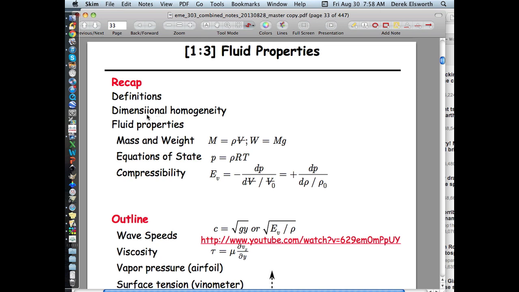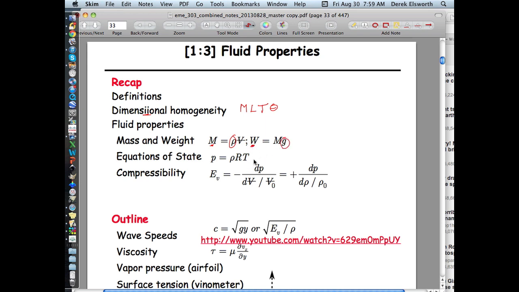I spelt dimensional wrong, I guess, but we talked about how apples have to be added to apples, and so we should be able to work with the typical critical components that we deal with, which are mass, length, and time, and also temperature. Actually, we didn't talk about temperature, but temperature in the book is used as theta. We talked about some fluid properties in terms of density, and the difference between mass, which is an invariant property, and weight, which depends on which planet you sit.